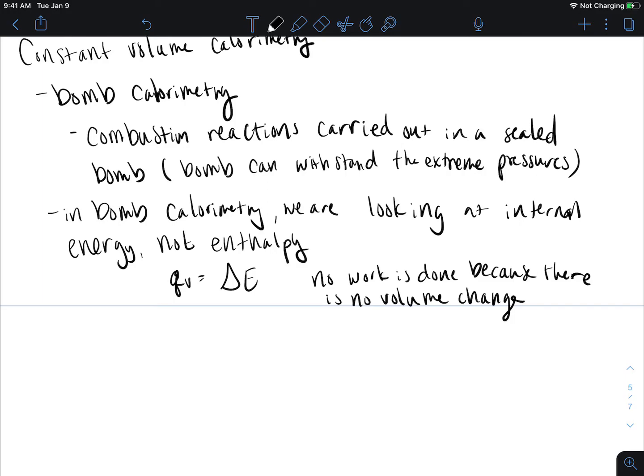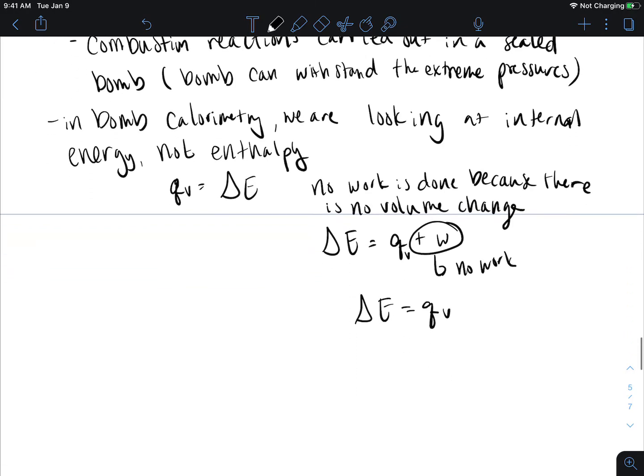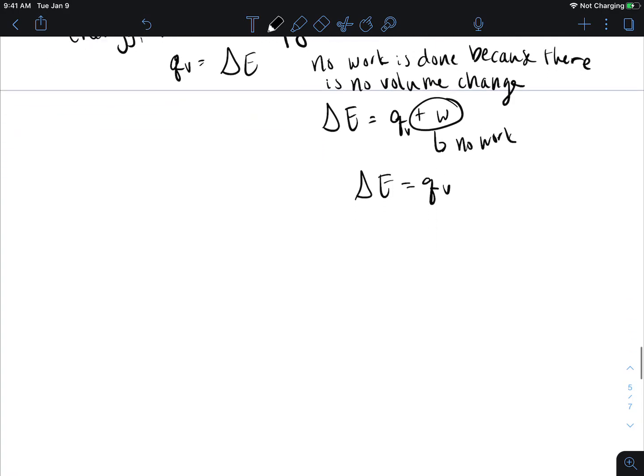Right, so here, our delta E is equal to Q plus W. If this is a constant volume system, there's no work. So our delta E is just Q_V. Now, the reason that they do this is these are going to be very accurate measurements for determining the energy of reaction.